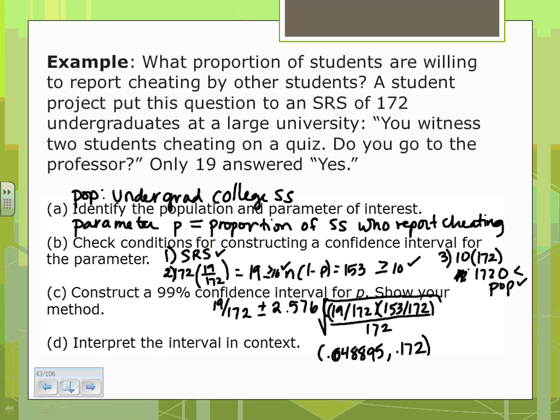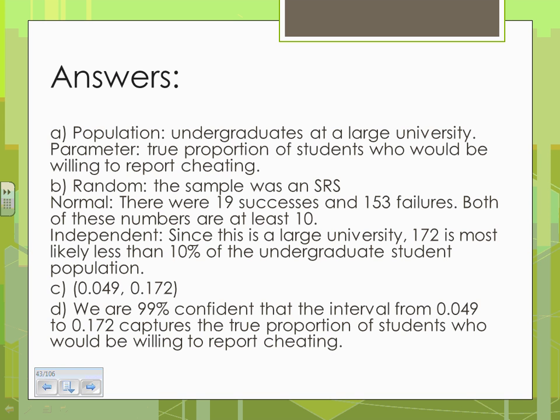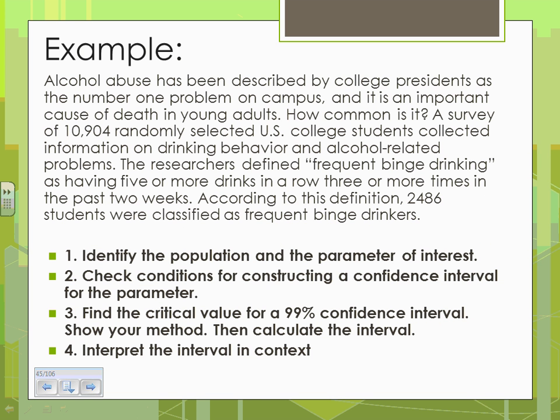So now interpret this in context. So we are 99% confident that the true proportion of students who report cheating is between 0.048895 and 0.172. And here I have that written. Okay. So why don't you guys see if you can do this one? And I'm going to let you check your answers. And if you need help with this, let me know. So you might want to pause before you move on.